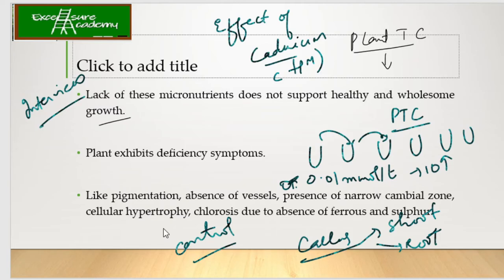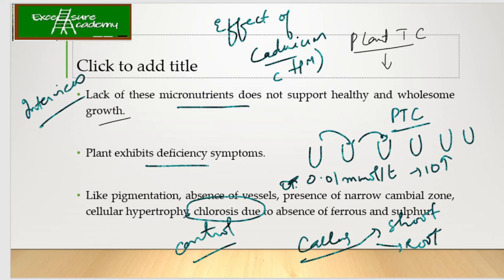Okay, now what will happen if these micronutrients are not present? They will exhibit deficiency symptoms. For example, pigmentation, absence of vessels, presence of a narrow cambial zone, cellular hypertrophy, and chlorosis due to the absence of ferrous and sulfur. So if you see that in most of the micronutrients absent, chlorosis is the main deficiency symptom we see.